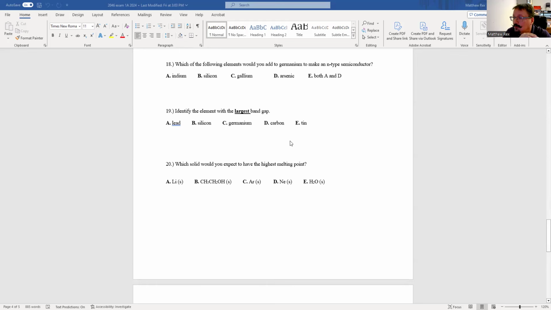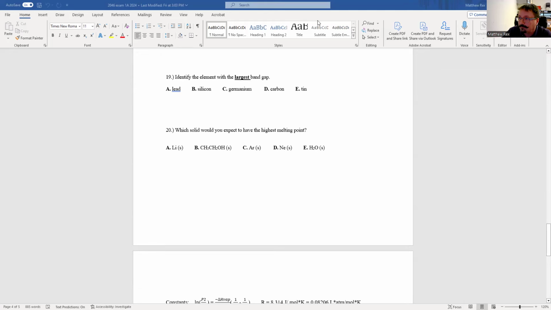And then lastly, which solid would you expect to have the highest melting point? So I have Li, lithium, that's metal. I have ethanol, which doesn't necessarily have to be a liquid, in this case it's a solid, but it has hydrogen bonding. Argon, that's a noble gas. Neon, that's a noble gas. And H2O, that's a molecule with hydrogen bonding. But out of all of these, essentially I have non-bonding atomic for argon and non-bonding atomic for neon, and I have molecular solids for B and E, but I have a metallic solid for A, so I would expect that to have the highest melting point.